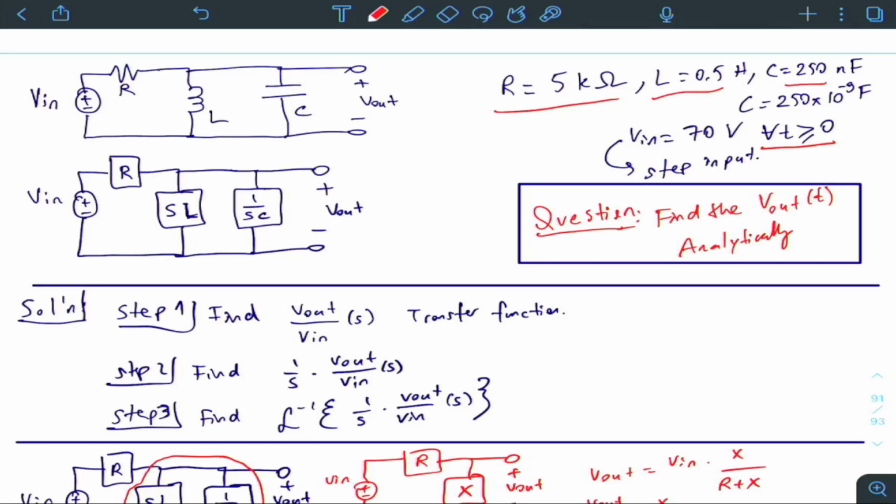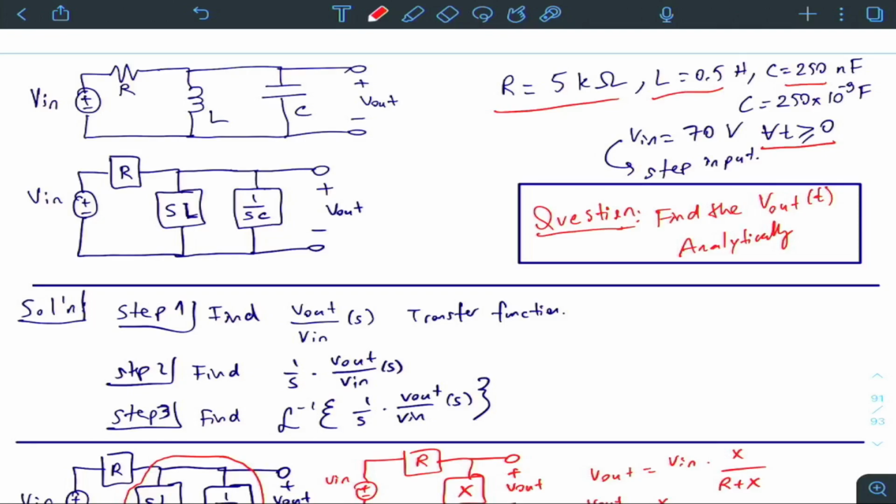Since this is a step input, or 70 times step input, and since this is a linear circuit, let's just ignore 70 for now, and once we derive V out, we are going to multiply it by 70 in the last step, okay? Let's just focus. The input voltage is a step function, okay? So for that, let's derive the output over input transfer function, okay?